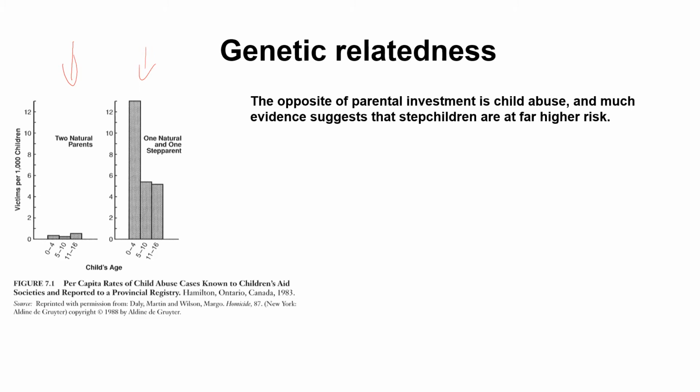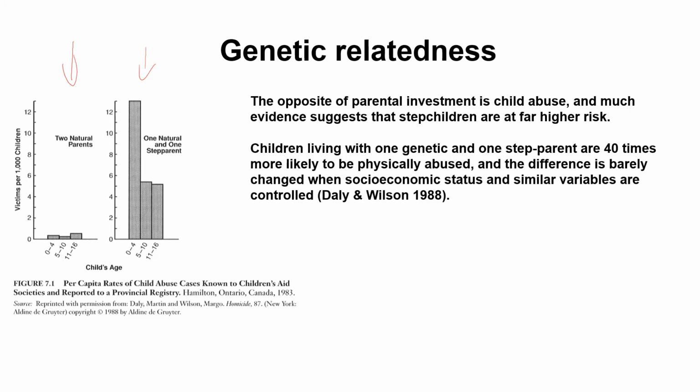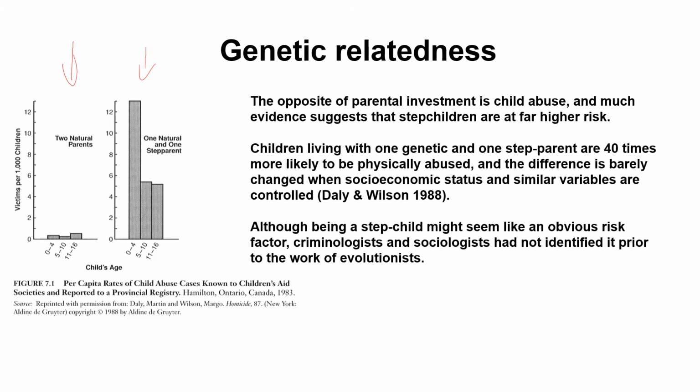So it's still pretty low in both cases. But when you're talking about a step parent, children are actually 40 times more likely to be physically abused. And even when socioeconomic status and all of those different variables are controlled for, this effect remains, which shows that stepchildren are at a very obvious risk. Prior to the work of evolutionary researchers in the late 80s, this wasn't something on the radar of criminologists, sociologists, all the people who dealt with child abuse. They didn't consider it up until the evolutionists, Daly and Wilson, really did research on this and showed it.